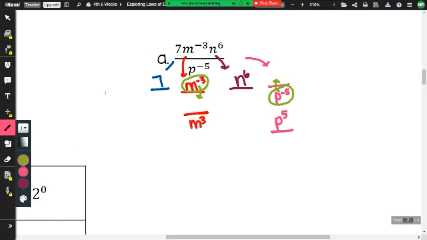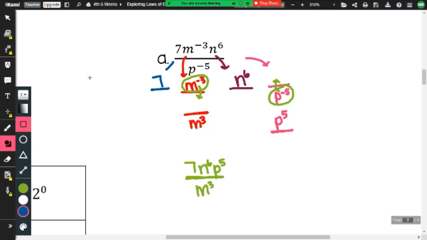Now I'm ready to put everything together again. Does everybody have space under it? Okay, because I've been putting some beside the answer. All right, going from left to right. 7, top or bottom? M, top or bottom? N, top or bottom? P, top or bottom? P to the power of 5. Done. Questions?